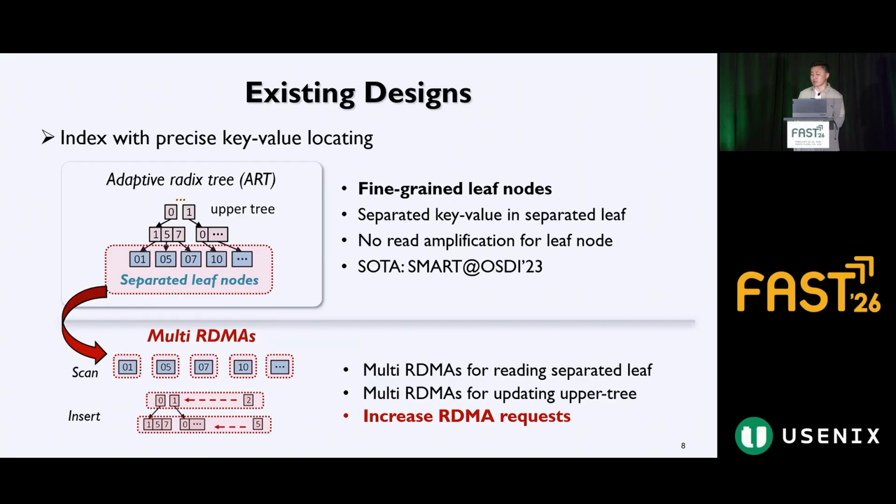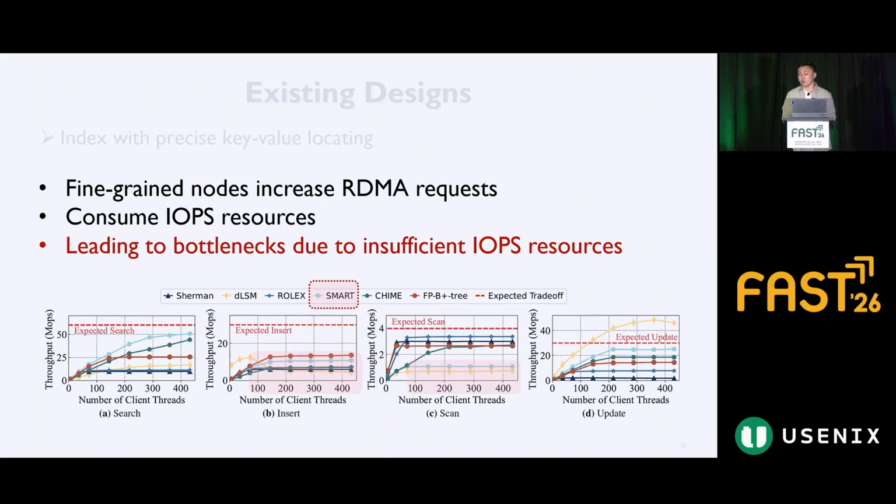Second, indexes with precise key-value locating, such as adaptive radix trees, use fine-grained leaf nodes to precisely locate the requested key-value entry. This design avoids read amplification and is therefore bandwidth-friendly. However, the fine-grained nodes increase RDMA requests. As the leaf nodes are stored separately, it introduces extra RDMA requests for reading separated leaf nodes during scan operations and for updating upper-level trees during insert operations. The increased RDMA requests consume IOPS and lead to bottlenecks due to insufficient IOPS resources, especially during insert and scan operations.